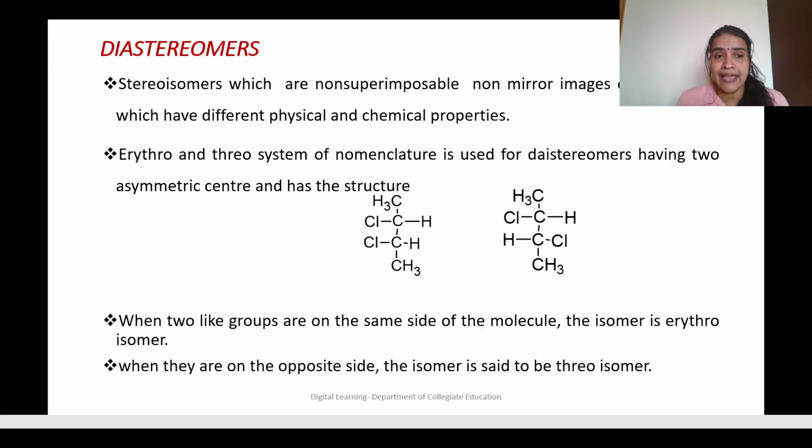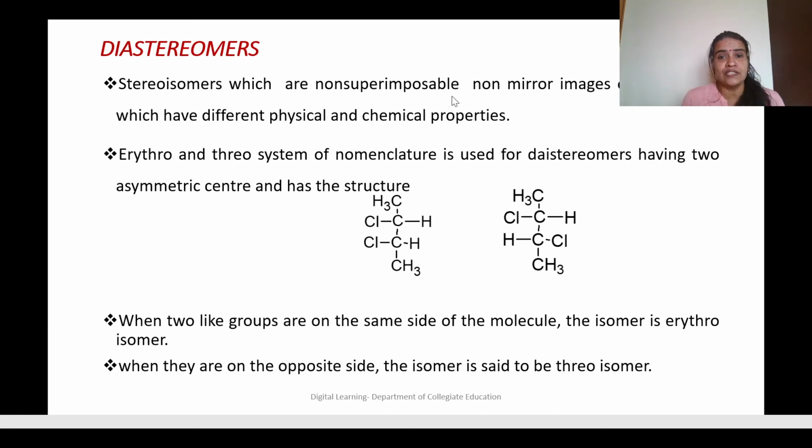Now, coming to diastereomers, what do you mean by diastereomers? Or what is the importance of diastereomers? To understand that, we should think about whether all the optical isomers are enantiomers. Compounds which have non-superimposable mirror images will be enantiomers, but do all optical isomers have non-superimposable mirror images?